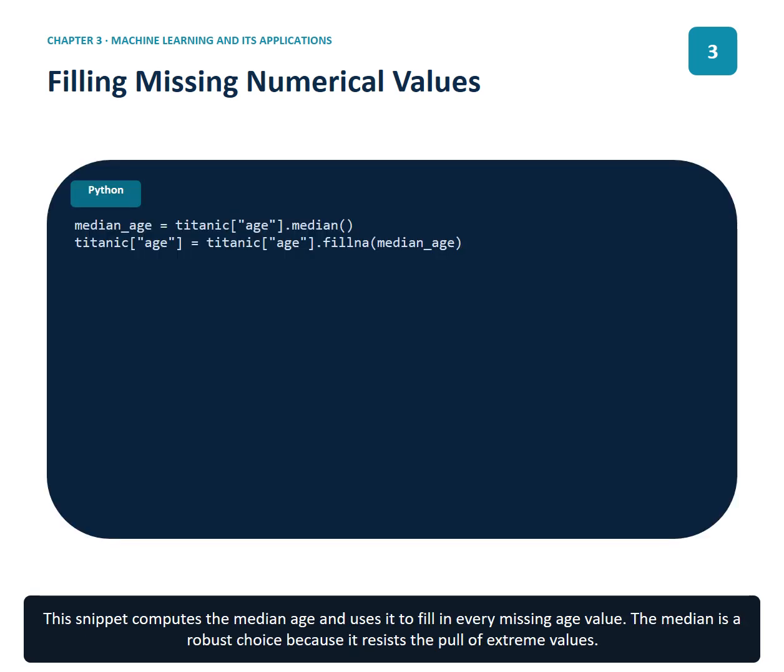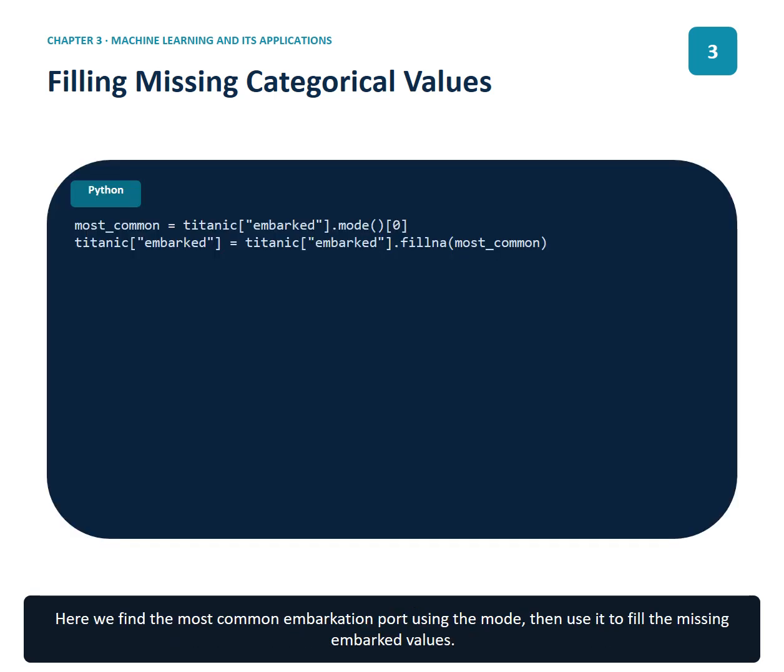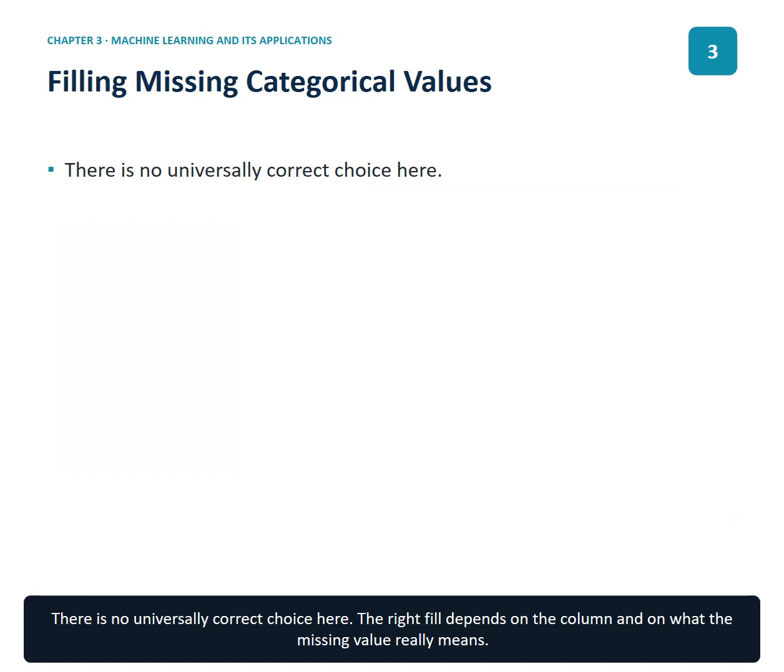This snippet computes the median age and uses it to fill in every missing age value. The median is a robust choice because it resists the pull of extreme values. For a categorical column, you can fill gaps with the most common category or with an explicit unknown label when not knowing is itself useful information. Here we find the most common embarkation port using the mode, then use it to fill the missing embarked values. There is no universally correct choice here. The right fix depends on the column and on what the missing value really means.